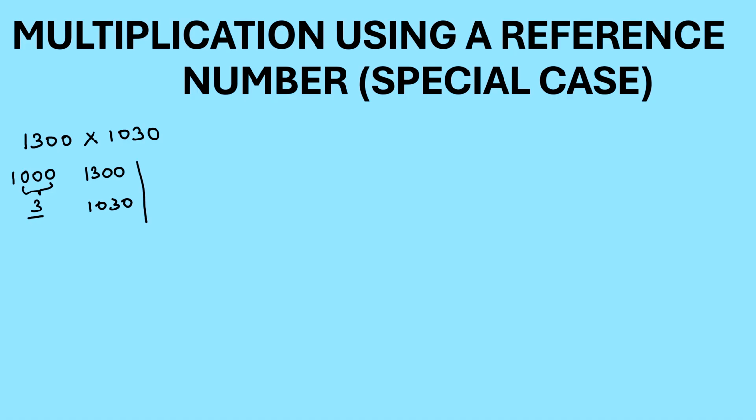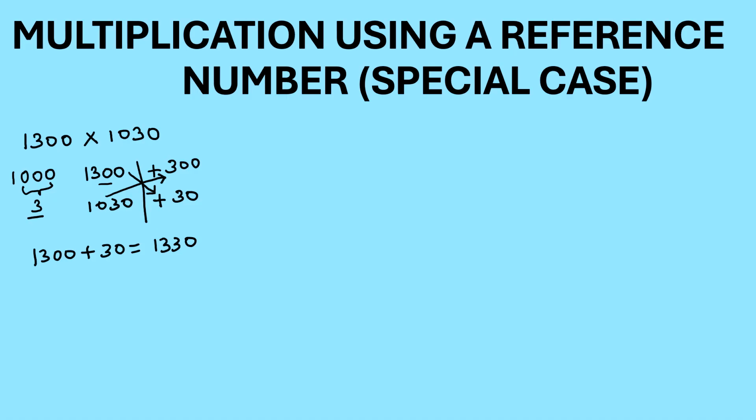Next, we know that 1300 is 300 more than our reference number, so we write down plus 300 next to it. Similarly, we know that 1030 is 30 more than our reference number, so we write down plus 30 next to it. To calculate the LHS, we can do either 1300 plus 30 or 1030 plus 300. Either of them will give us the same answer. 1300 plus 30 gives us 1330, which will be our LHS for the time being.